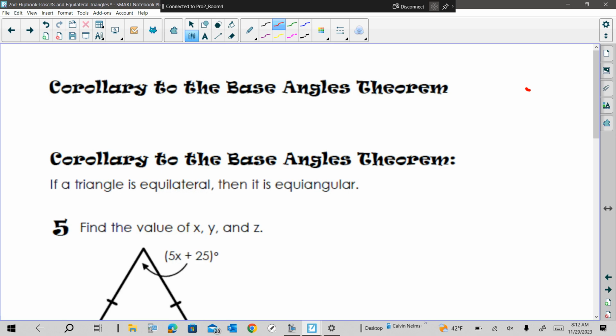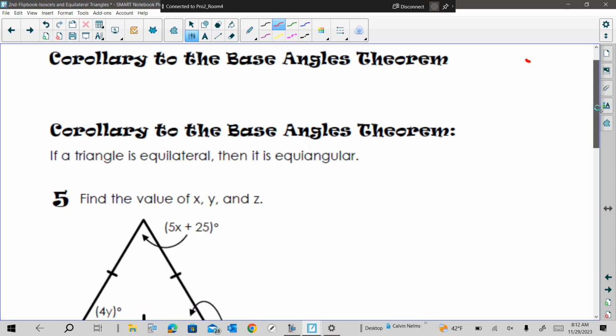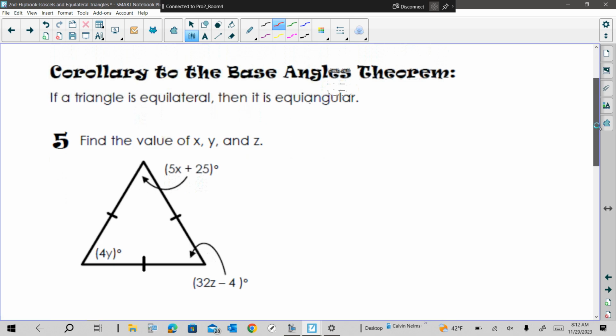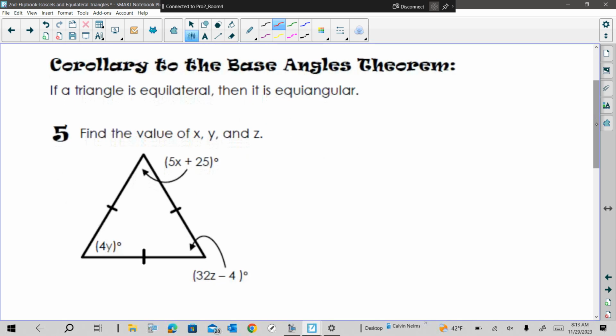So we already did the base angle theorem, which states if I have congruent sides, then opposite those sides the angles will be congruent. So for the corollary of that theorem, if I know a triangle is equilateral, then it's also equiangular. In order for you to be an equilateral triangle, that means you have to have 3 congruent sides. So if I see 3 congruent sides, then I can conclude there are 3 congruent angles.